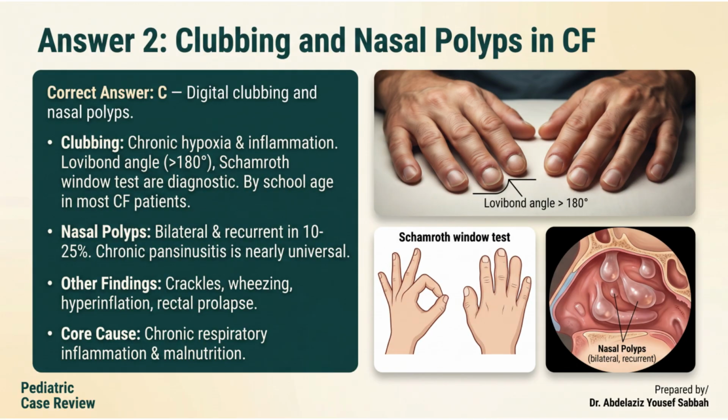The correct answer is option C, digital clubbing and nasal polyps. Clubbing results from chronic low oxygen levels and chronic inflammation. It is recognized by a Lovibond angle greater than 180 degrees and a positive Shamroth window test, and it is present in most cystic fibrosis patients by school age. Nasal polyps are bilateral and recurrent in roughly 10 to 25% of patients, and chronic pansinusitis is nearly universal in cystic fibrosis. Other findings on examination may include crackles, wheezing, hyperinflation of the chest, and rectal prolapse. The core cause underlying all of these is chronic respiratory inflammation together with malnutrition.